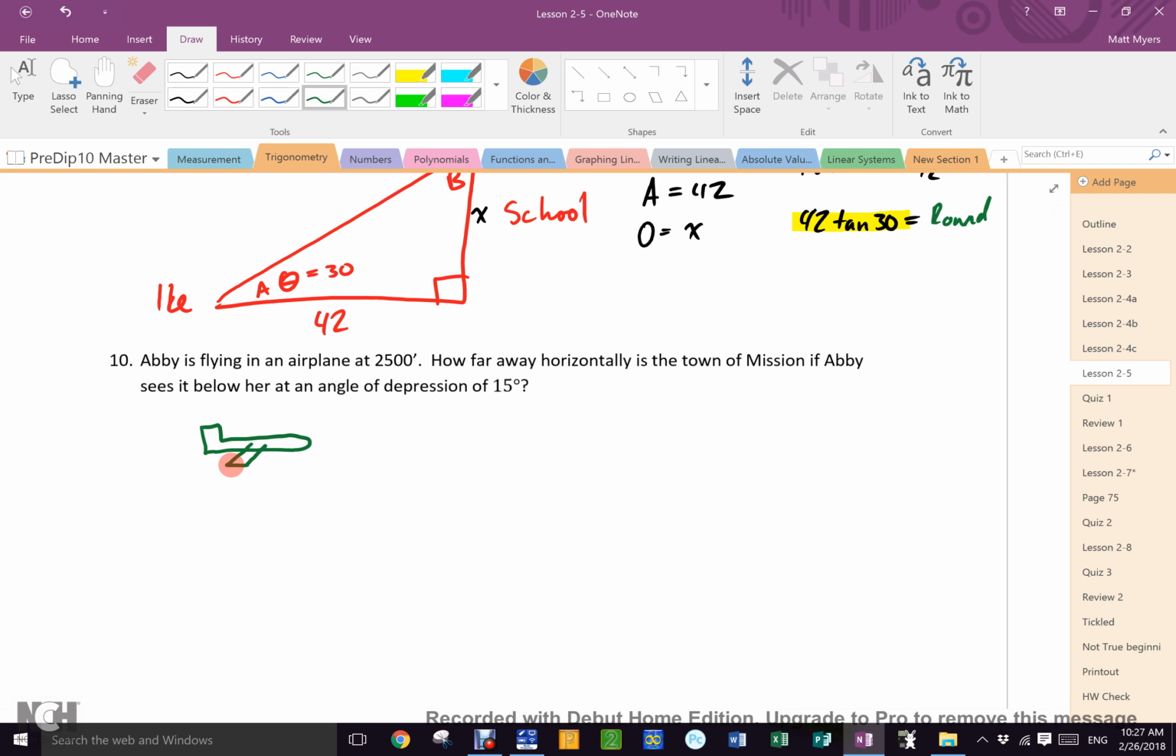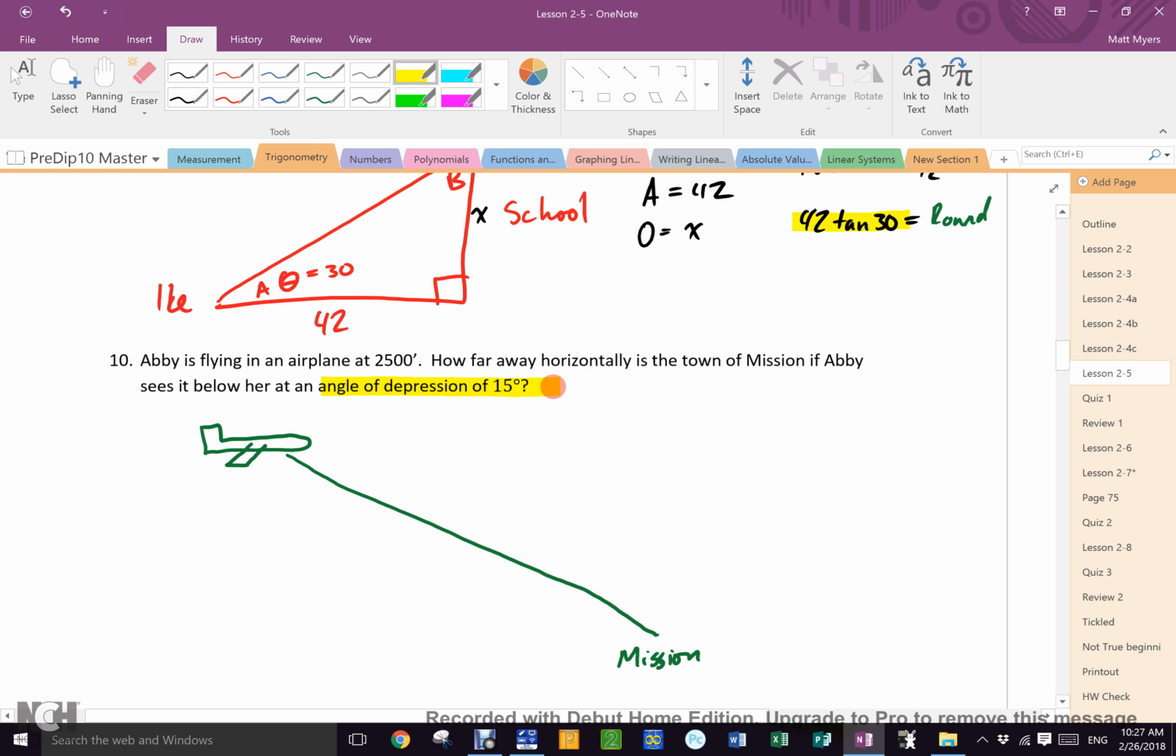Abby looks down and sees the town of Mission. Where is the town? On the ground. Mission. Do we have a triangle? Yes, because Abby is up in the air. She sees Mission. Now make the triangle. Well, how will we draw this triangle? The question says we need an angle of depression of 15.